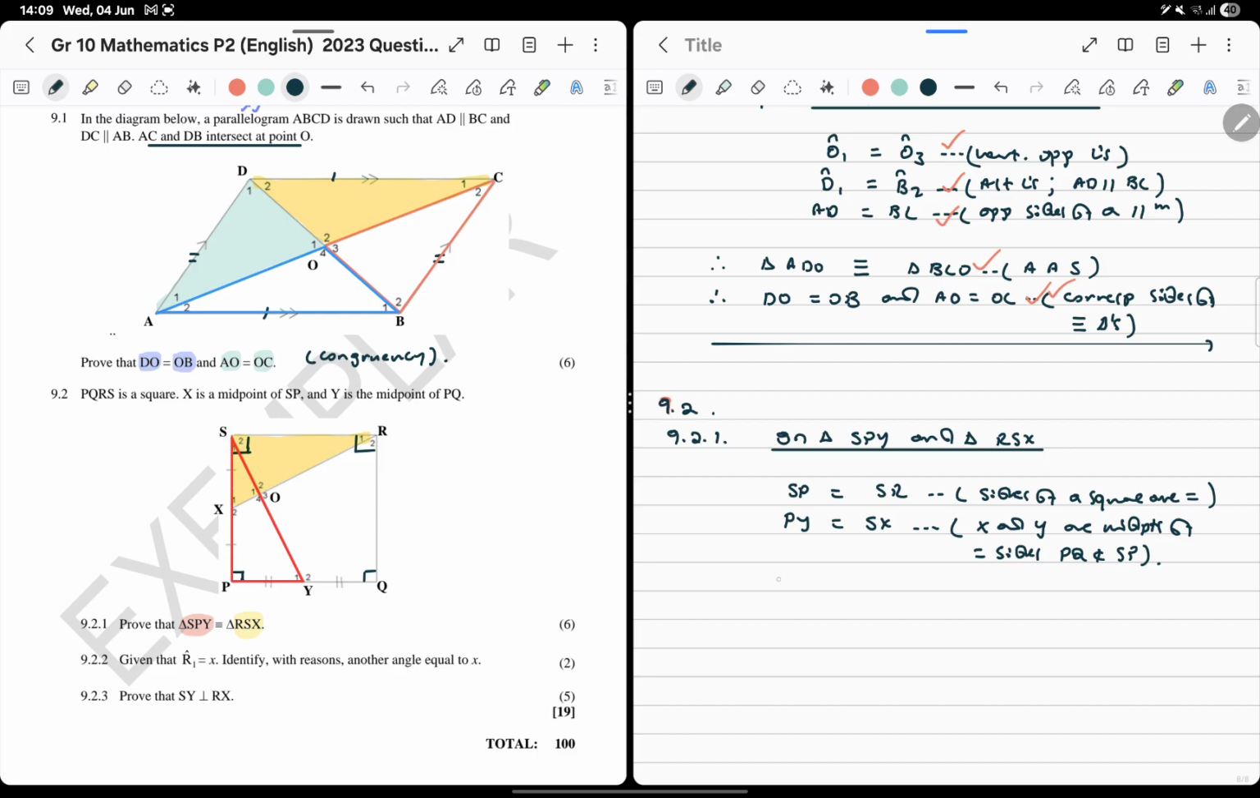So we also know that basically angle P is equal to angle S. This time we may want to say it XSR or RSX. Maybe let's put it that way. RSX equal to 90 degrees. These are the corner angles or inside angles of a square.